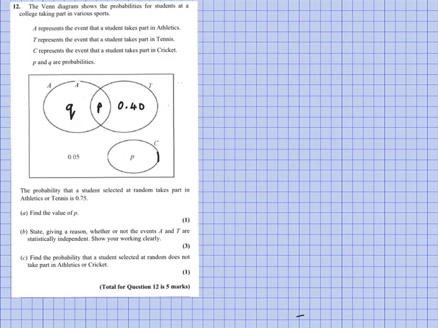Hi again, another question, number 12 from the exam paper. This time we're looking at probabilities with Venn diagrams. We've got a pretty straightforward question here actually. They give you a lot of information.